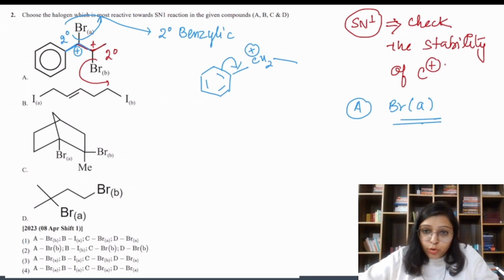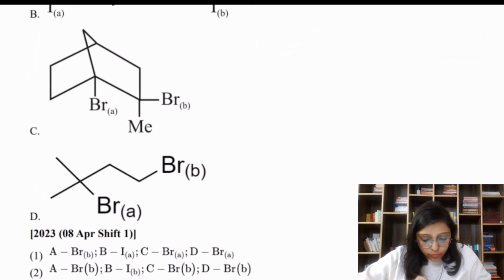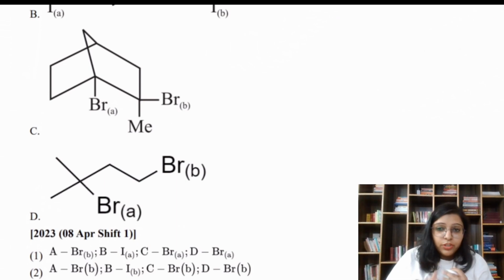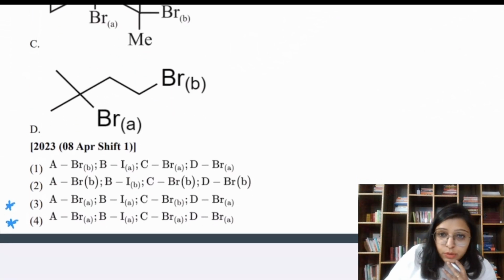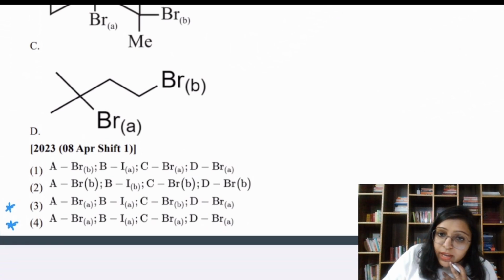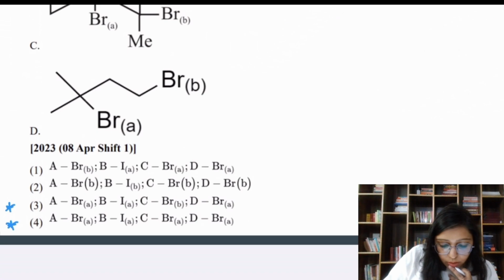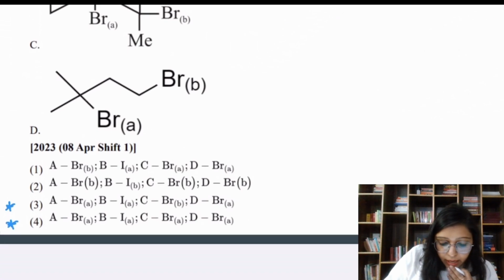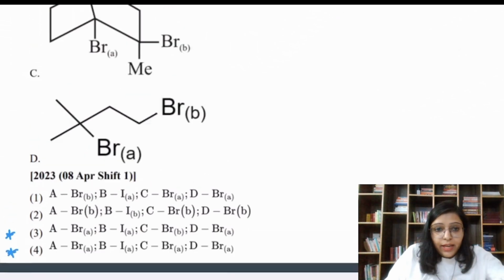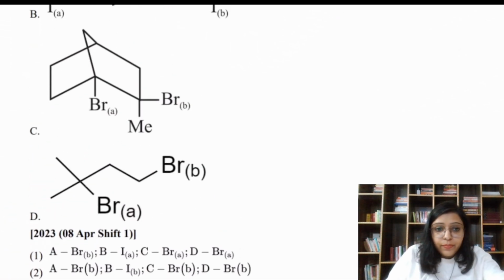Now if we look at the options, we have only 2, 3 and 4. Now how to solve this question in no time? We have to check the difference. See, in B, in both the cases we have iodine at A, so there is no need to check. Now D is also the same. Now we have to look at C. If we identify C correctly, we can mark the correct answer.